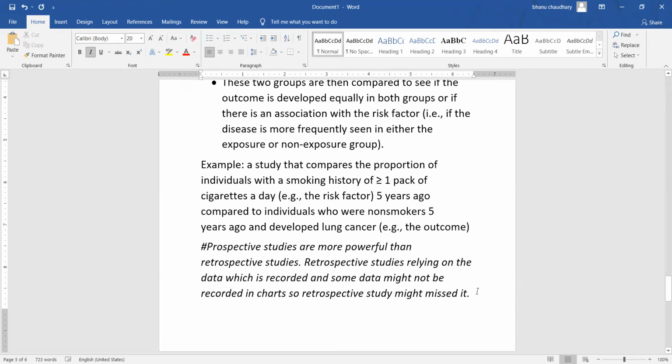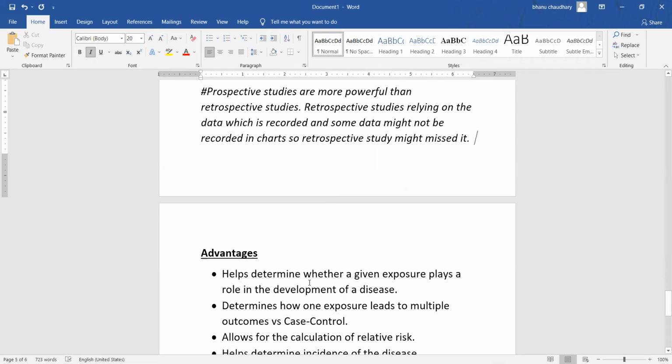Okay, because in case of a retrospective study, you're relying on the data which is recorded at some point of time, and some data might be missing or might not be recorded in the patient, and that could affect your study completely, right? So the prospective studies are more powerful than the retrospective studies.